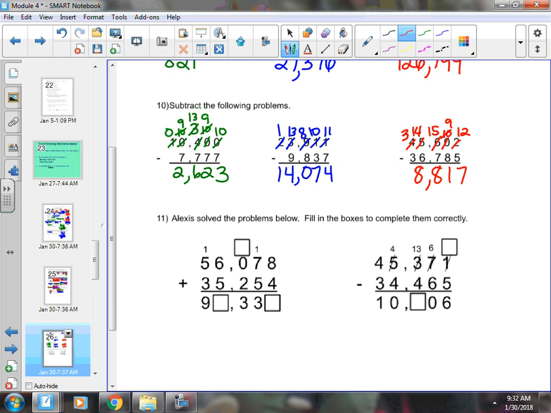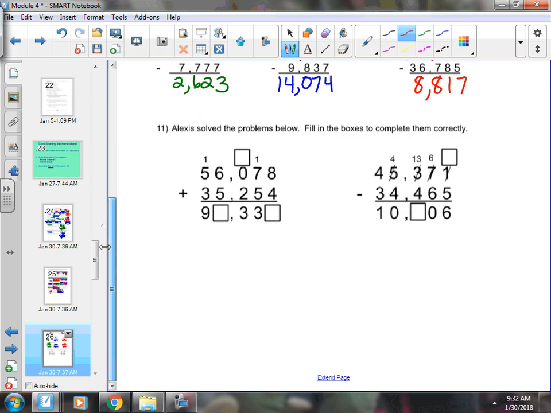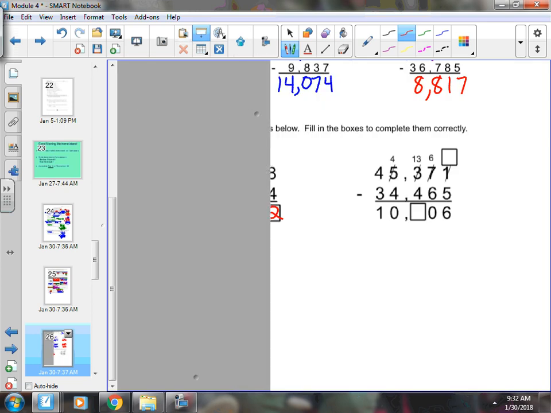All right, number 11. I can see that Alexis started to solve these problems, but we need to fill in the blanks. Notice that the first one is an addition problem. The second one is a subtraction problem. Starting at the ones place, 8 plus 4 is 12. I can see that she carried the 1. Right, the one that's in the tens place, so I need the 2 in the ones place down below. So 8 plus 4 is 12.